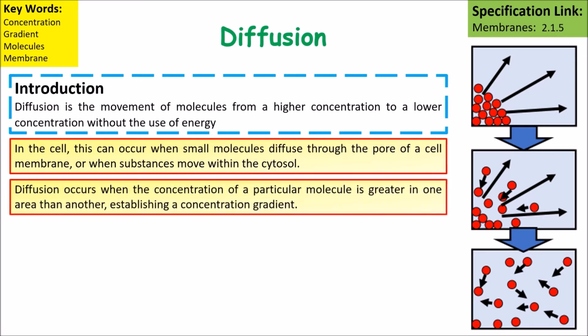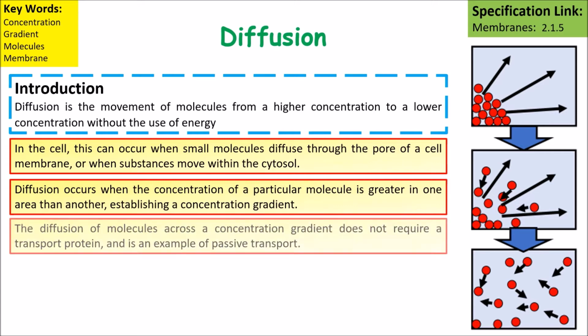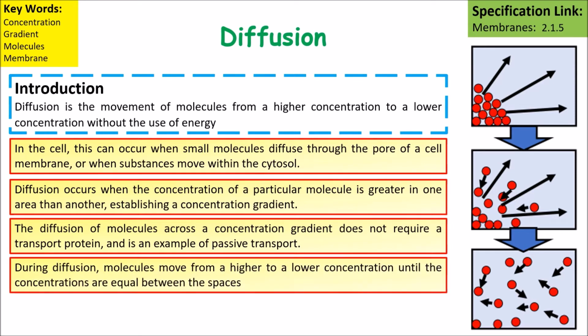Diffusion occurs when the concentration of a particular molecule is greater in one area than another, establishing a concentration gradient. The diffusion of molecules across a concentration gradient does not require a transport protein and is an example of passive transport. During diffusion, molecules move from a high to a low concentration until the concentrations are equal between these spaces.